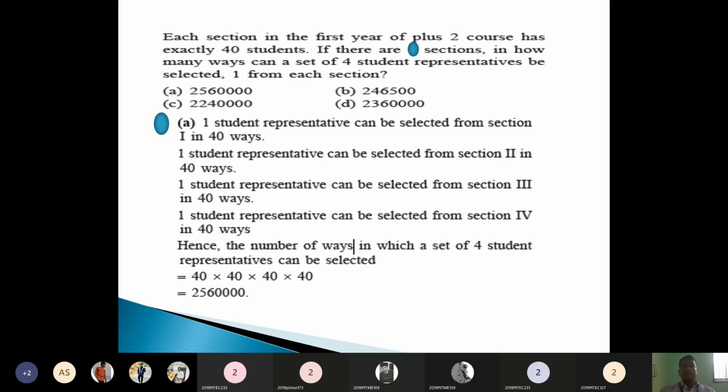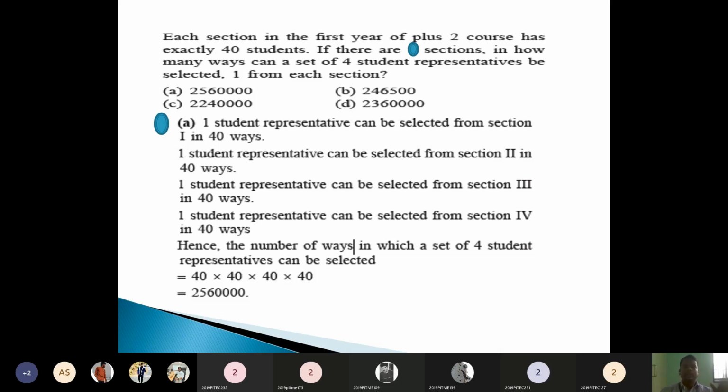Each section in the first year of +2 course has exactly 40 students. If there are 4 sections, in how many ways can a set of 4 student representatives be selected, one from each section? So there are 4 sections, each section has 1 student representative, and we have to find how many different ways you can choose. That explanation is given in detail.